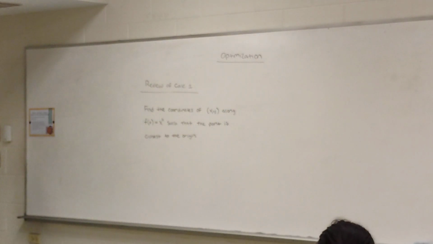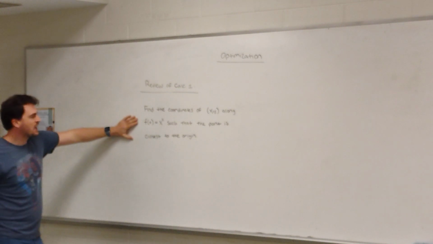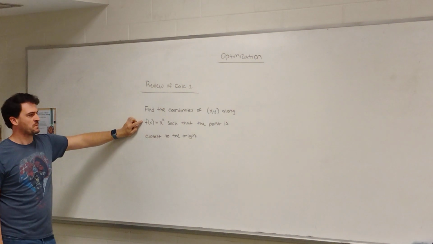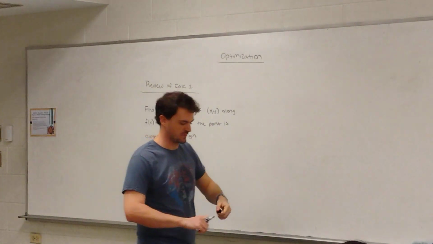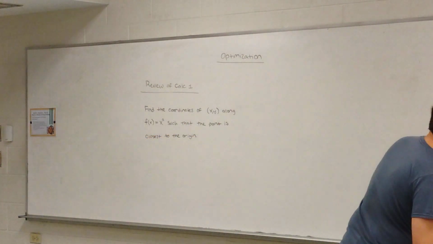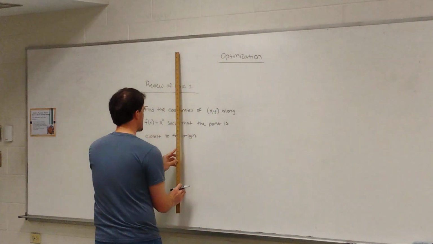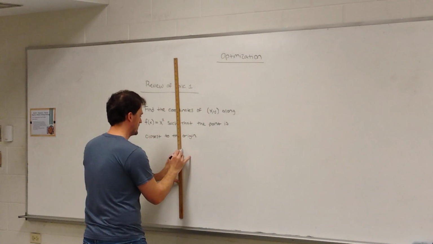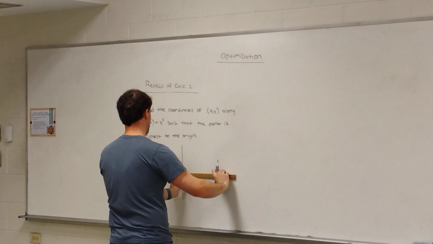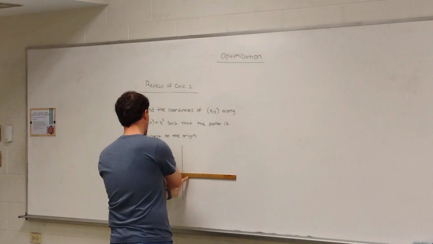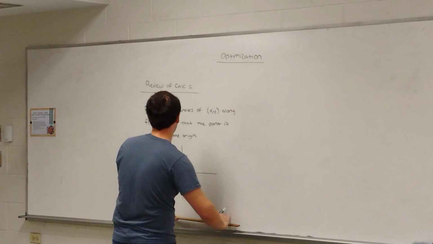This says find the coordinates of x comma y. So find the coordinates of a point along f of x equals x squared minus 1 such that the point is closest to the origin. So again, I'm just going to start by sketching a rough picture.